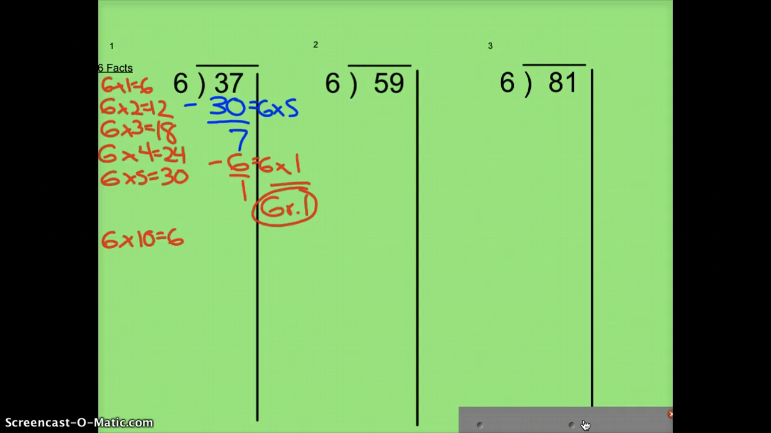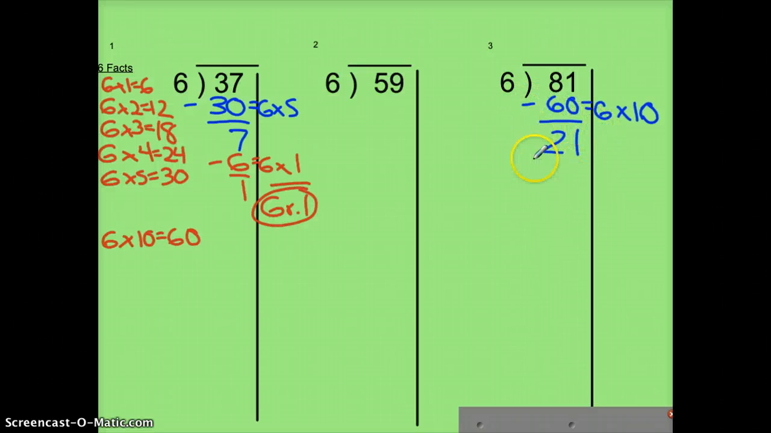81 divided by 6. I'm going to use the same set of facts. I know my dividend is 81, so I'm going to need to get a product that gets me close enough and make sure I get that 0 in there. Okay, so I'm going to go ahead and use this one. 6 times 10 is 60. 1 minus 0 is 1. 8 minus 6 is 2.